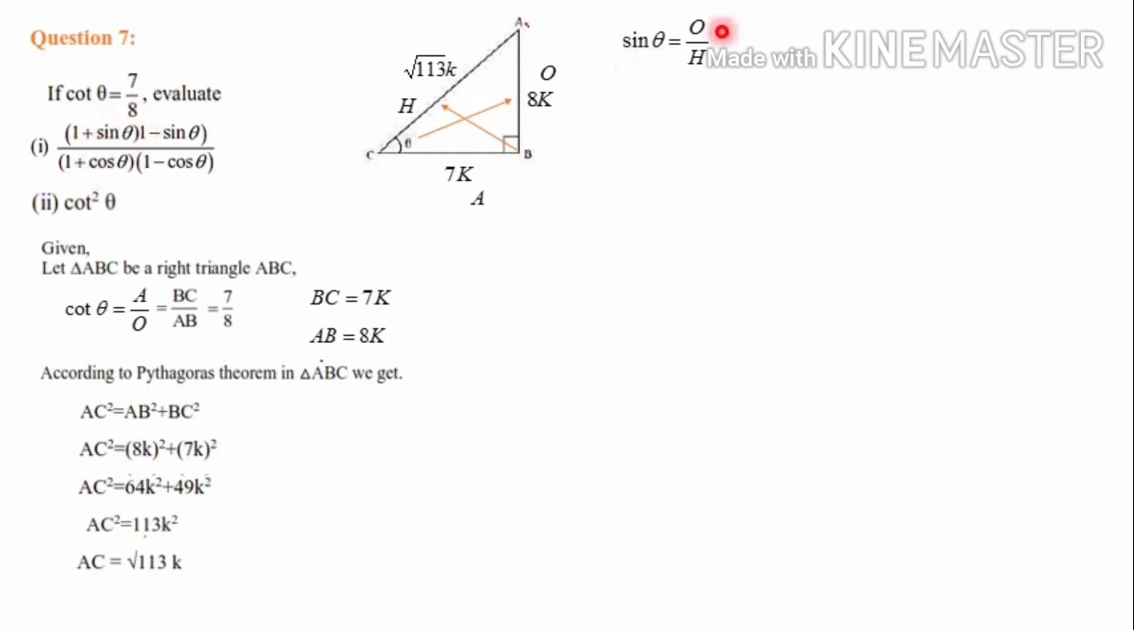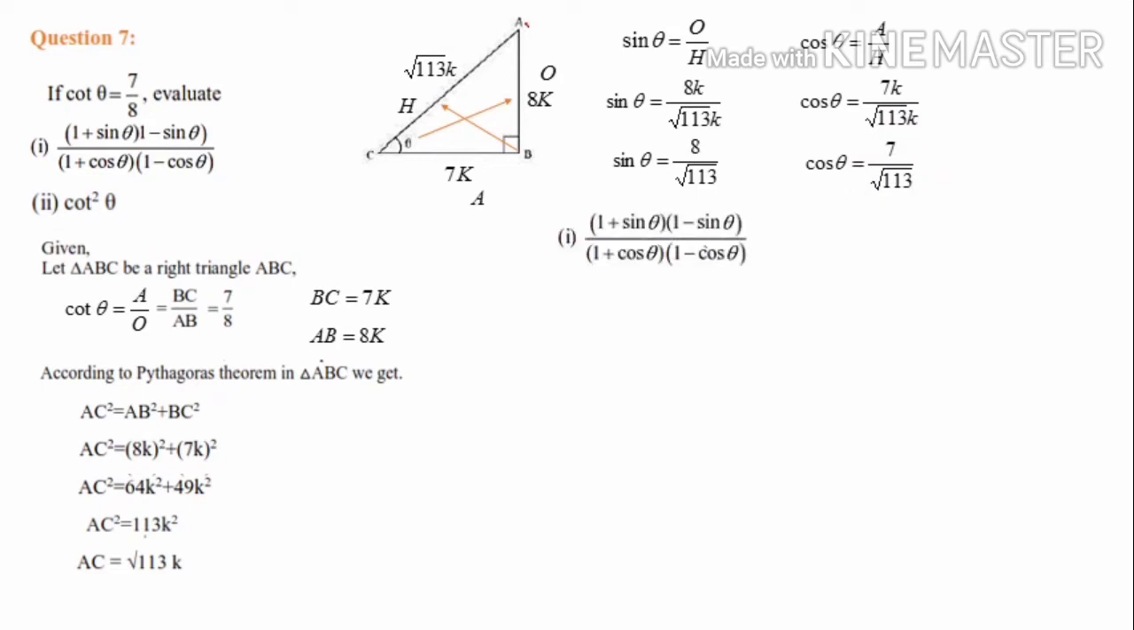So sine theta formula is O divided by H. That is O is 8K and H is root of 113K. So 8K divided by root of 113K. Here K cancelled. Finally we have got sine theta is equal to 8 divided by root of 113. Next, cos theta formula we have to write. Cos theta is equal to A divided by H. That is cos theta is equal to A we have 7K and H is root of 113K. So 7K divided by root of 113K. Here K cancelled. Then finally we have got cos theta is equal to 7 divided by root of 113.